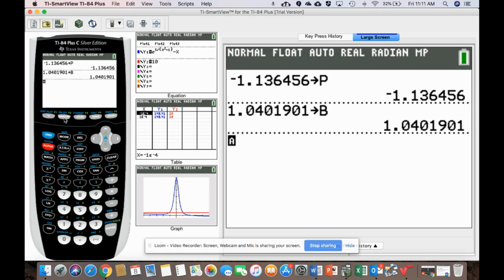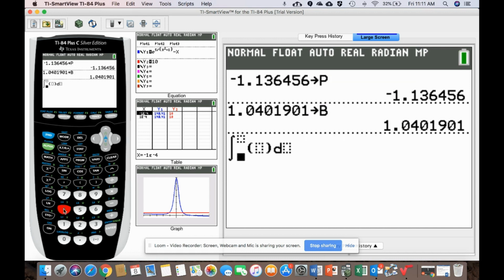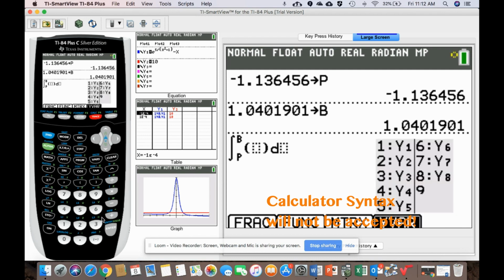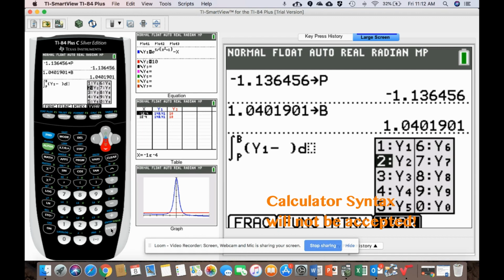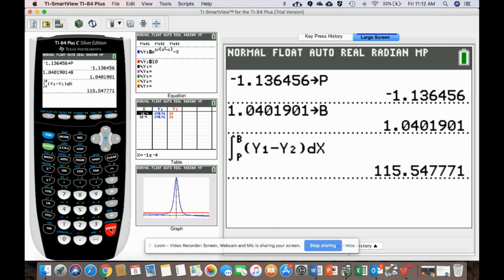So here we go. Alpha F2, a little shortcut there. Choose number 4. Remember, my first value is P. So let's go ahead and recall that. Recall B, right? Again, no calculator syntax when we write it on our paper. I'm going to use it here, though. Our top curve was Y1, and our bottom curve was Y2. Obviously, make my dx go in there, and away we go.